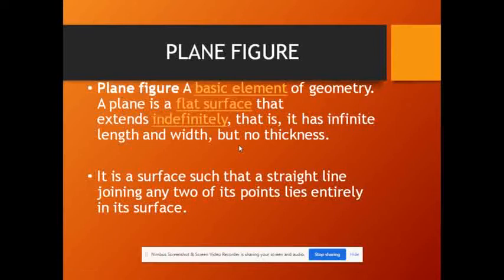For example, think about our Earth. Can you find its starting point and its ending point? No. And a line, we know, has no end in any direction. Second point: it is a surface such that a straight line joining any two of its points lies entirely in its surface.